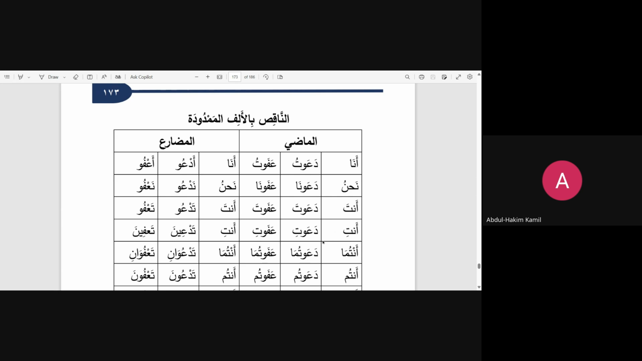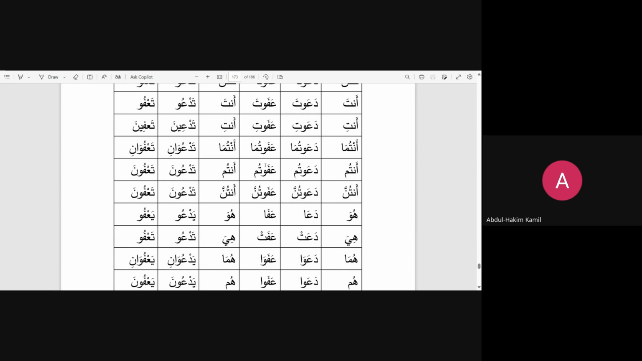Anti tad'ina. Antuma. So look at anta tad'u. Antuma tad'uwani. All you did was add an aleph. You didn't change anything. Look at anta tad'u. Wa antuma tad'uwani. She added a fatha to it. Wa antum tad'una. Wa antunna tad'una. Antum tad'una, the waw is extra, is jama'a, and the noon is extra, alamatu rafa. Antunna tad'una, only the noon is extra.